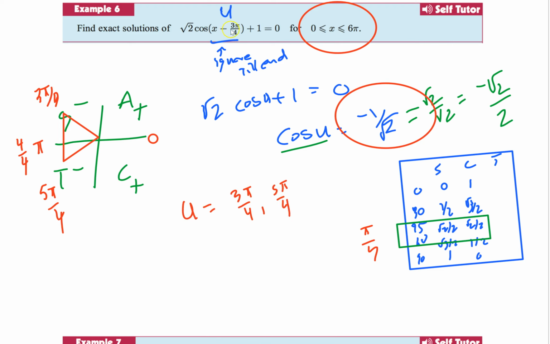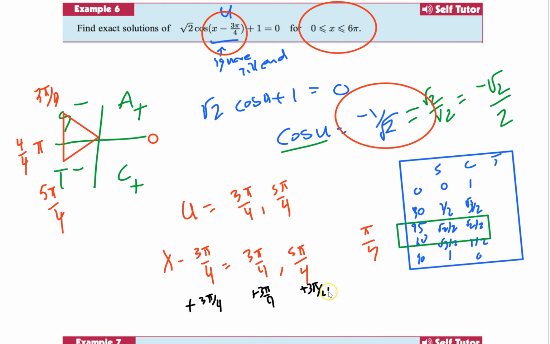But we're not done. Remember, I said ignore this to the end. Now it comes back. It's like, okay, we solved it except for this part. Let's put that part back. This is actually x minus 3 pi over 4 equals our two answers, 3 pi over 4 and 5 pi over 4. And then from here we just solve, right? Add 3 pi over 4 to both of them. It's like a normal problem. We're going to get x equals 6 pi over 4 and 8 pi over 4. And that would be the idea.